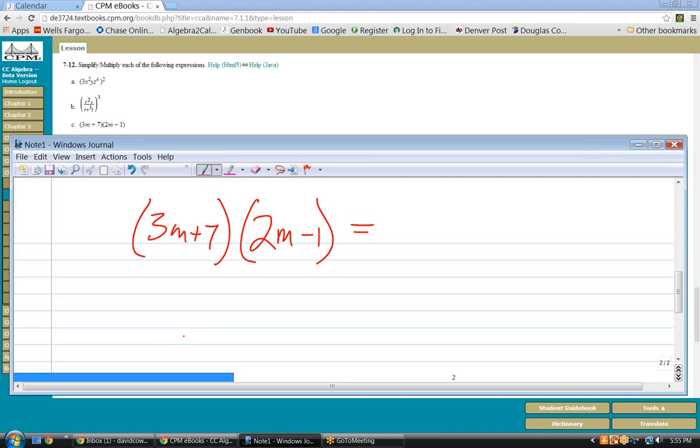The way that I do it is I do 3m times 2m, and then I do 3m times -1, and then I do 7 times 2m, and then 7 times -1. Great, and that's exactly how you should do it. So multiply this for me.